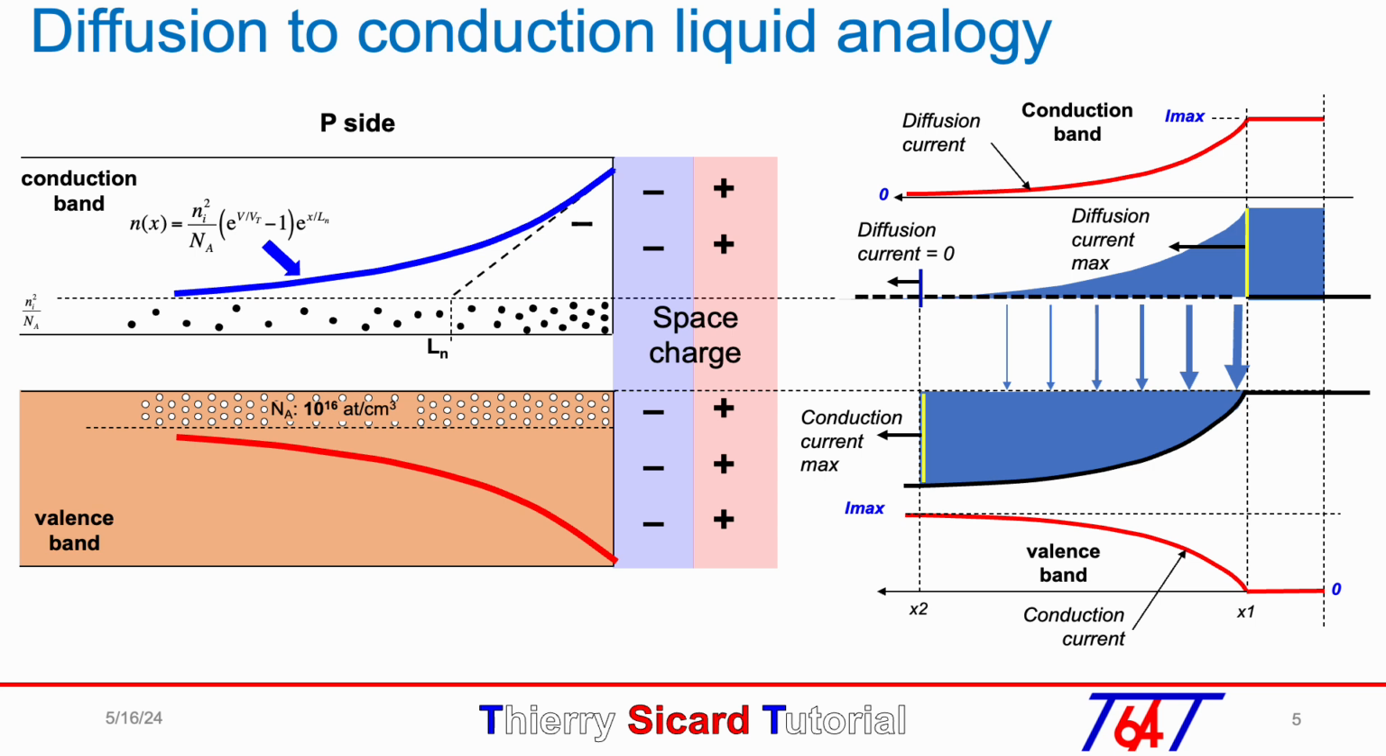The left picture shows the conduction and valence band in the p-doped side material. The blue curve represents the density of the electron minority carrier diffusion in the p side. The density is equivalent to the height of the water in the water analogy in the upper water channel. The red curve represents the electron density in the valence band. The electron density is equivalent to the height of the water in the water analogy in the lower water channel.